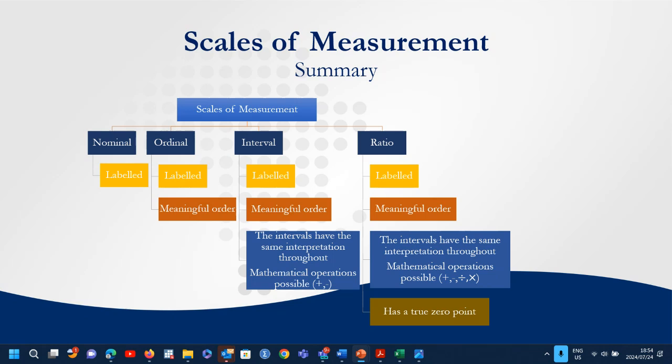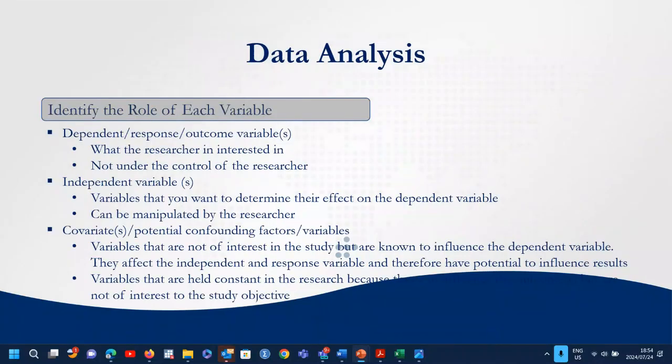The only difference between the two is that ratio has a true zero point, which means that if that variable has a value of 0, it means the attribute does not exist. With a ratio, we can multiply and divide. With an interval, we can only add and subtract. So with the ratio, we're able to say, if I'm 40, I'm twice as old as someone who is 20. That's the multiplication, and we can divide.